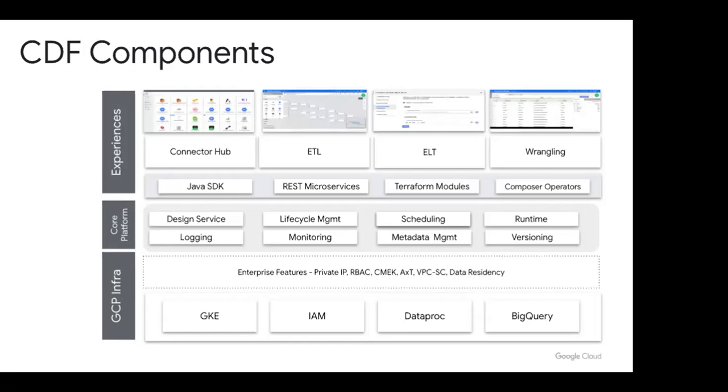We provide you the Java SDK. So if you want something, you can write code. We have the REST microservices. And the good thing is it's all integrated into the wider Google platform from a cloud perspective. So you have support for GKE, Kubernetes service, IAM for identity and access management. And we give you choice. You can run it on Dataproc or you can run it in BigQuery.